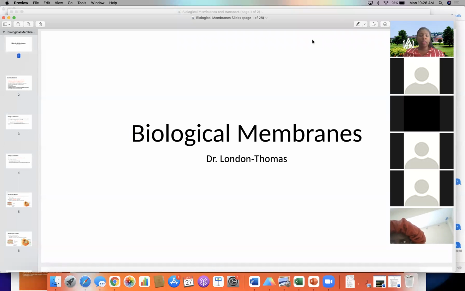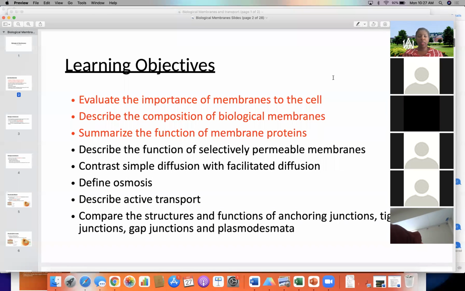All right, so today we're going to look at biological membranes. And again, at this point, we're looking at it from the totality of the cell. We know that biological membranes are the first barrier, a point of separation between the external environment and the internal cell. We do have some learning objectives today.